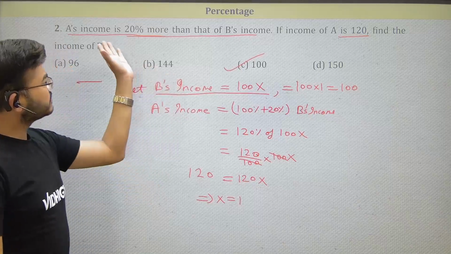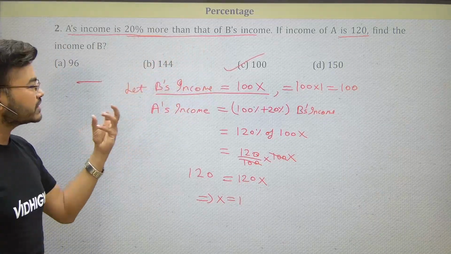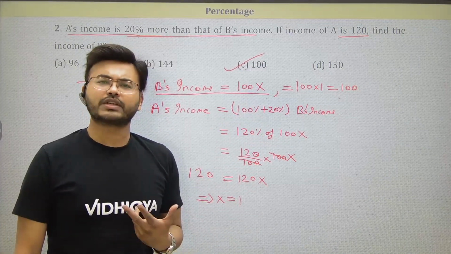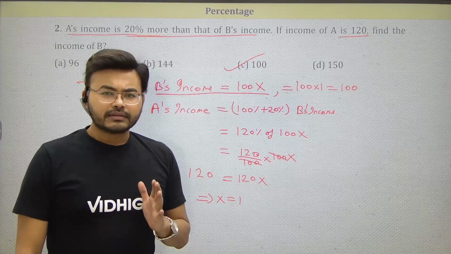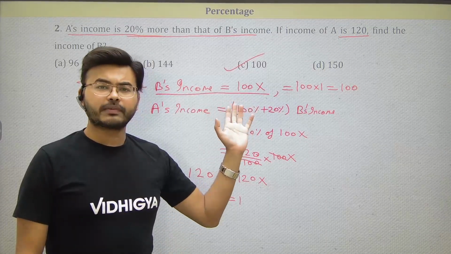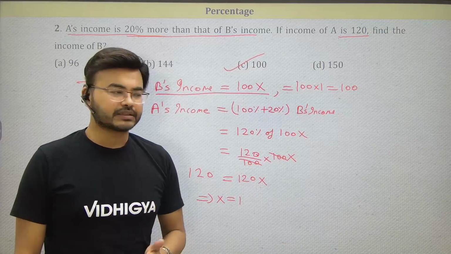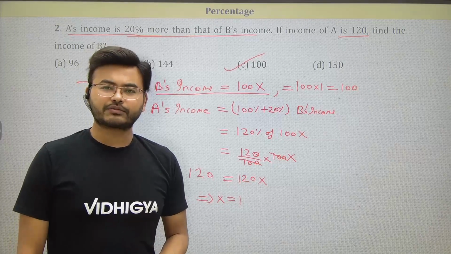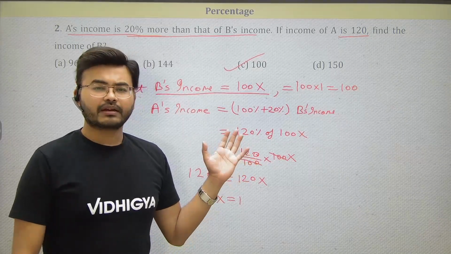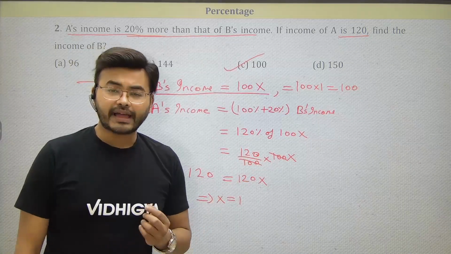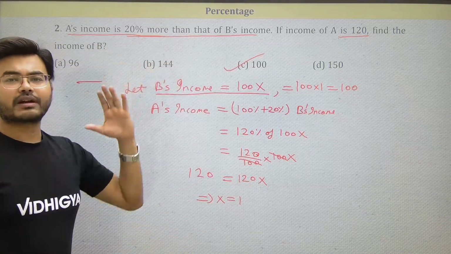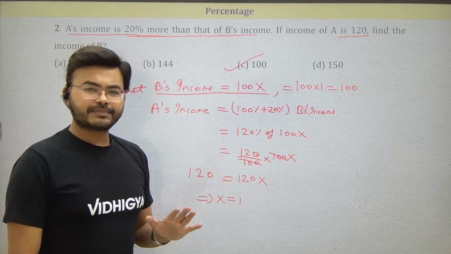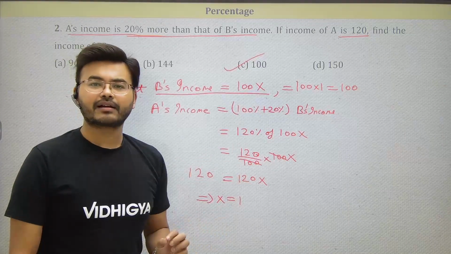Whenever we are given a comparison between two quantities, try to assume that quantity in multiples of 100, or 100x itself. You can also assume it as 10x, 1000x. We do so in order to make our calculations a bit easy. Otherwise, you can assume B's income as x as well and then solve the question, then also the answer will be the same, but the calculations might become complicated. Hence, whenever such questions come, we try to assume the quantities in multiples of 10, and perhaps the best strategy is to assume that as 100x.